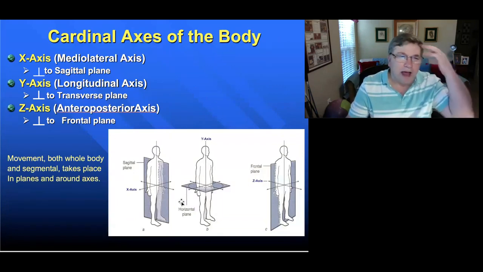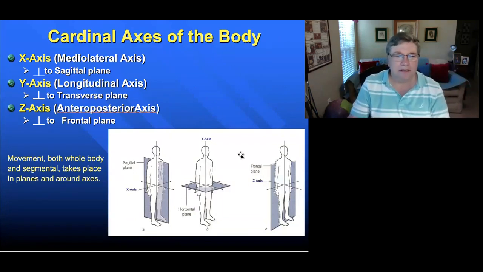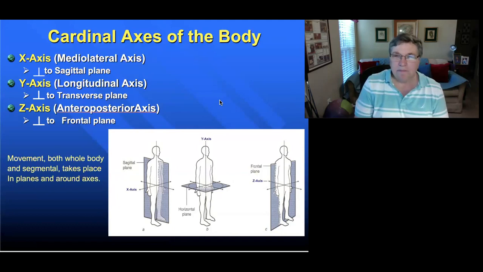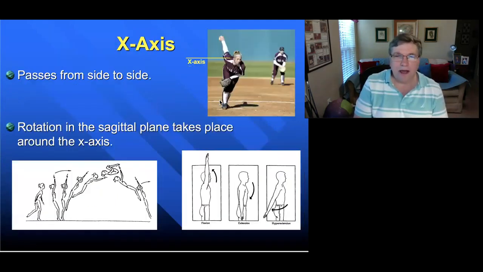And here are those cardinal axes. So the x-axis, sometimes called the medial lateral axis, is going to go from left to right, and it's going to be perpendicular with the sagittal plane. The y-axis is going to go from top to bottom, and it's going to be perpendicular with, we call it the transverse plane as opposed to the horizontal plane, but it is horizontal. And then the frontal plane is going to be perpendicular with that z-axis. So since they're perpendicular, we're going to be looking at 90 degrees or right angles.